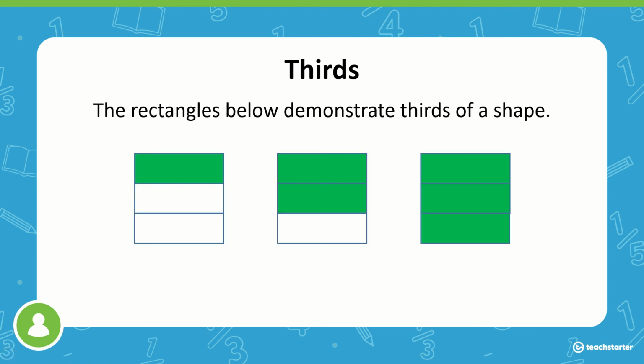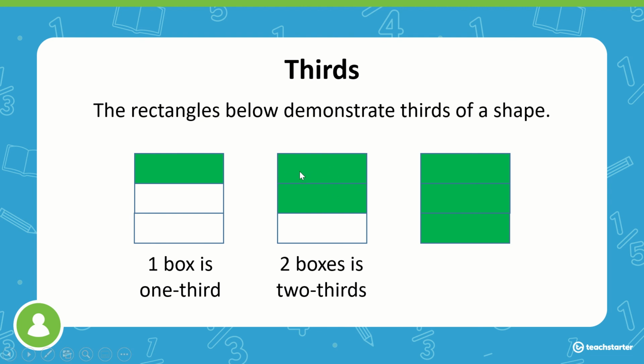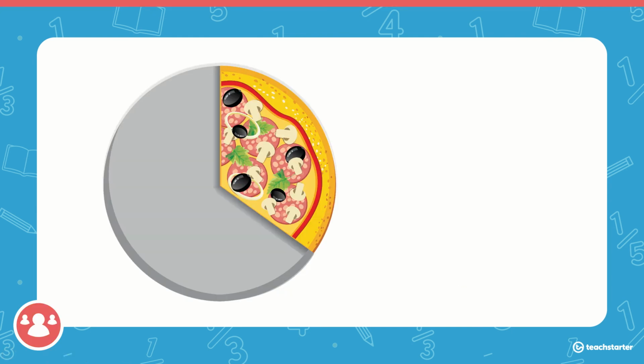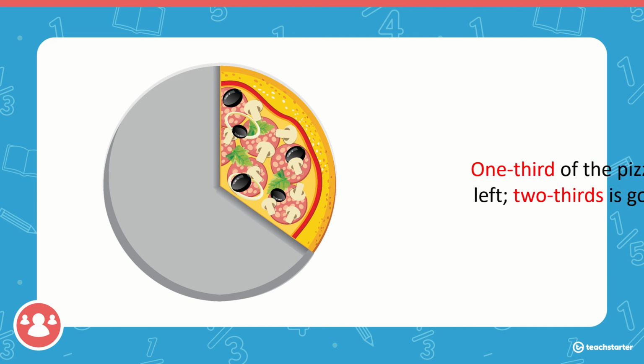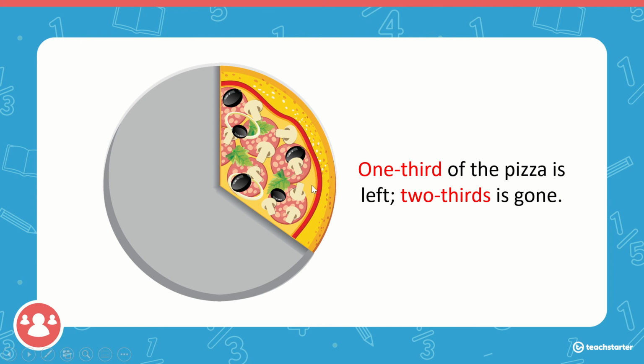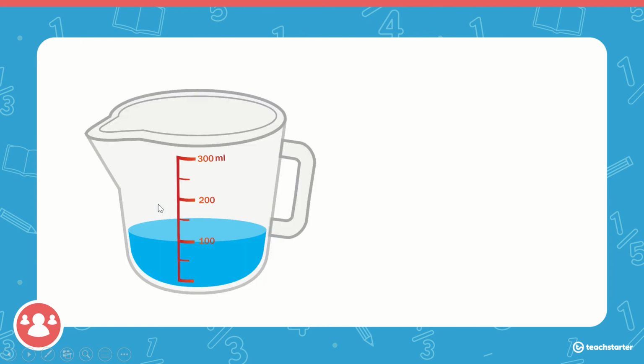Okay, so have a look at these rectangles. They've all been split into thirds. So this has got 1/3 colored in. Have a think about this one. What do you think? Good, 2/3, because 2/3 have been colored in. And the last one, 3/3, or 1 whole. So have a look. Think about how many thirds are left, how many thirds have been eaten. Good, so 1/3 of the pizza is left, 2/3 has been eaten or gone.